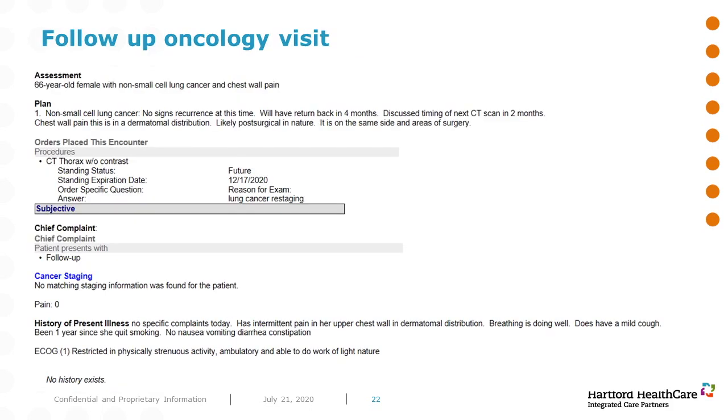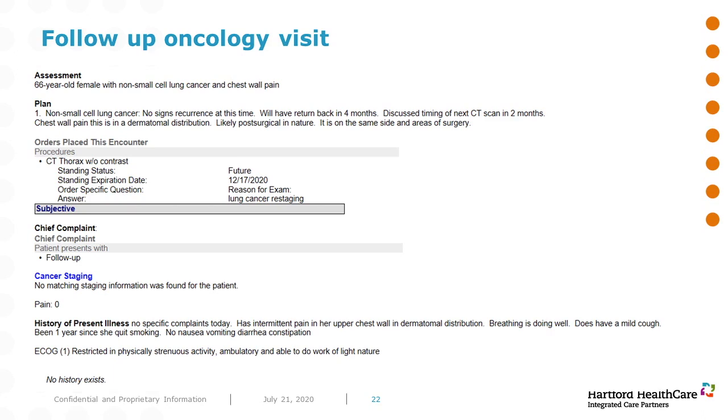Page 22. So patient comes back for a follow-up oncology visit, right? 66-year-old female with non-small cell lung cancer and chest wall pain. So the plan: non-small cell lung cancer, no sign of reoccurrence at this time, will return back in 4 months. Well, unfortunately, the diagnosis that was chosen for this claim was an active lung cancer code.